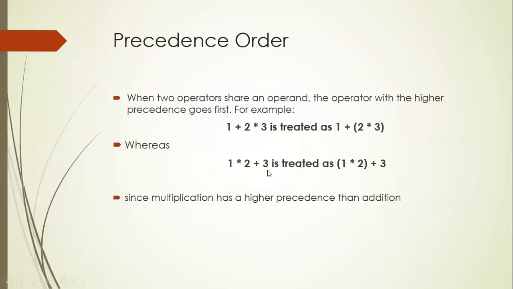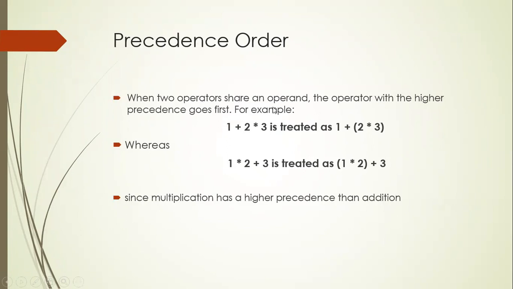Let us see the precedence order. When two operators share an operand, you can see here that plus is sharing 1 and 2, two different operands, and the star, the multiplication, is sharing 2 and 3.